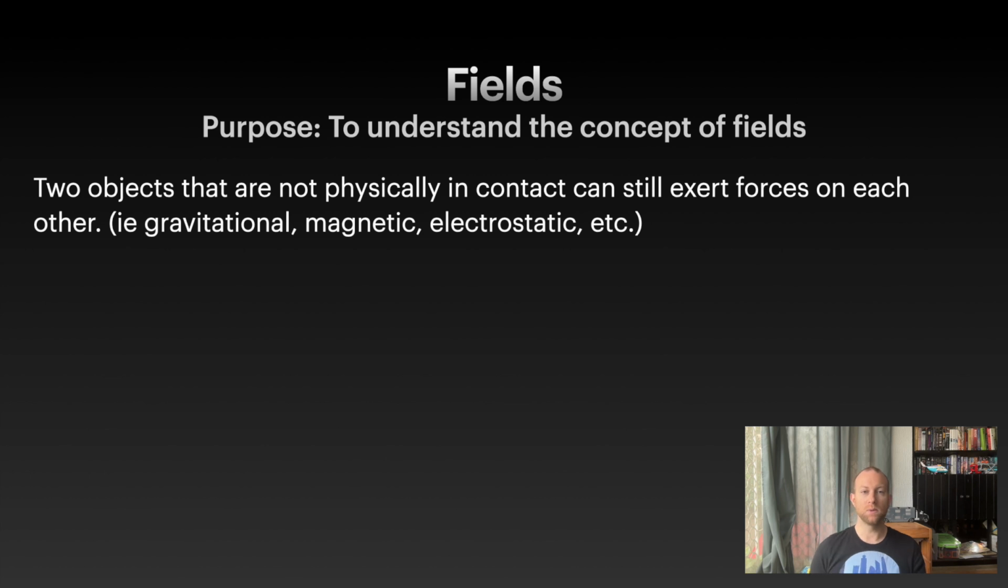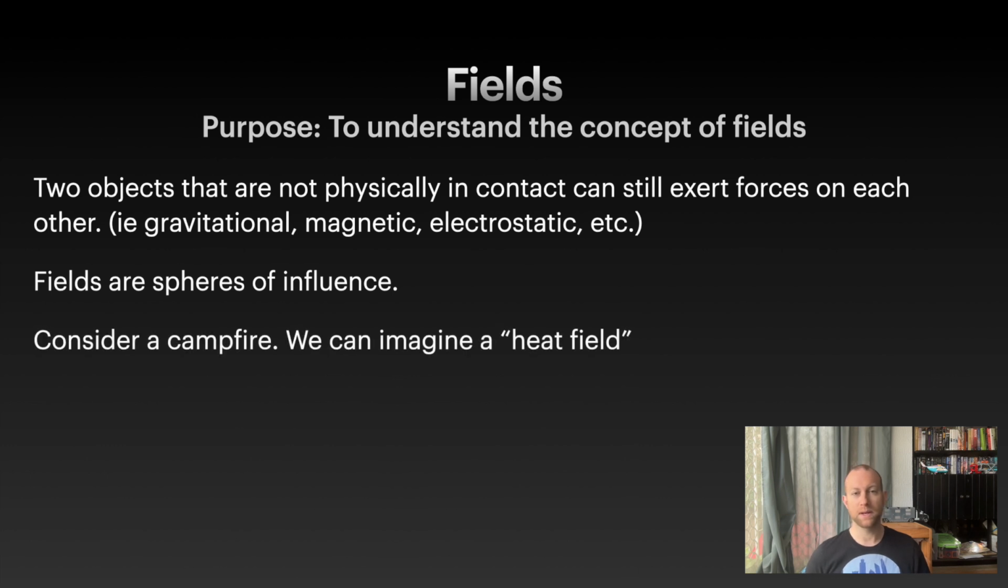So what is a field? Well, if we've got two objects that are not physically in contact, they can still exert a force on each other. So think gravity. Planets don't touch each other, but they're pulling each other. Or if I take two magnets and put them close together, they're going to interact without actually touching. Same with charged particles. Fields are describing a sphere of influence. So they're influencing other objects around it. So we say that it creates a field of influence, depending on the type of, it's either gravitational field, magnetic field, electrostatic field, something like that.